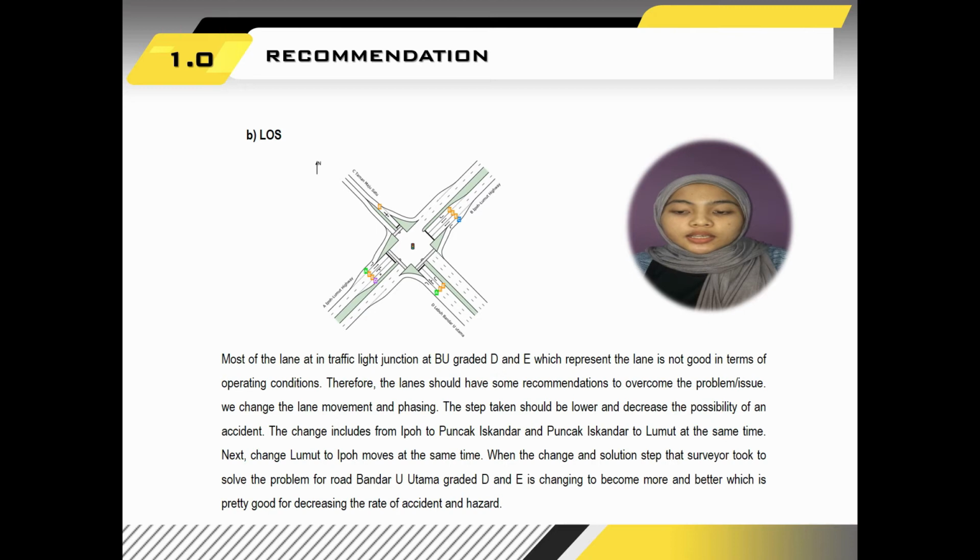We change the lane moving and passing. This step taken should lower and decrease the possibility of an accident. The change includes from Ipoh to Puncak Iskandar and Puncak Iskandar to Lumut at the same time. Next, change Lumut to Ipoh to move at the same time.